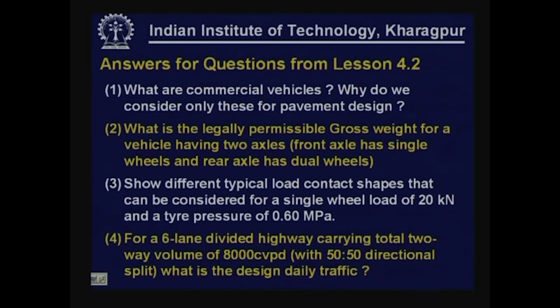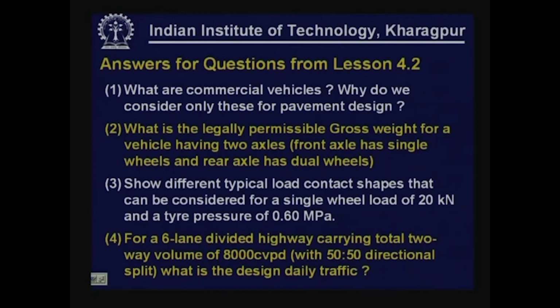What is the legally permissible gross weight for a vehicle having 2 axles? Front axle has got single wheels and rear axle has got dual wheels. As you have seen in the previous lesson, if a axle has got single wheels on either end, permissible limit is 6 tons, and if a axle has got dual wheel set on either end, permissible limit is 10.2 ton. So therefore, in this case 6 plus 10.2, 16.2 tons is the permissible limit.